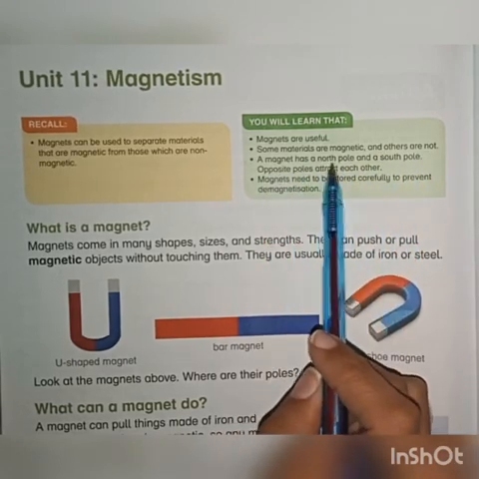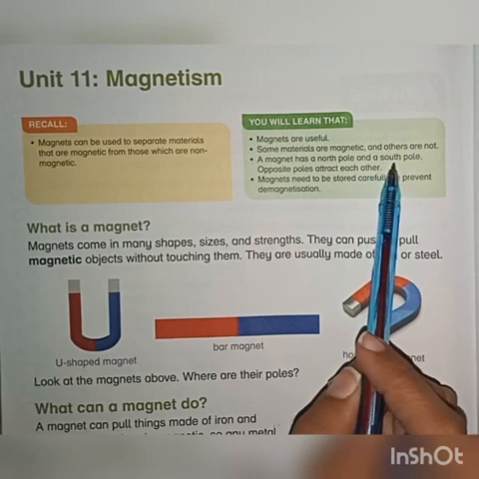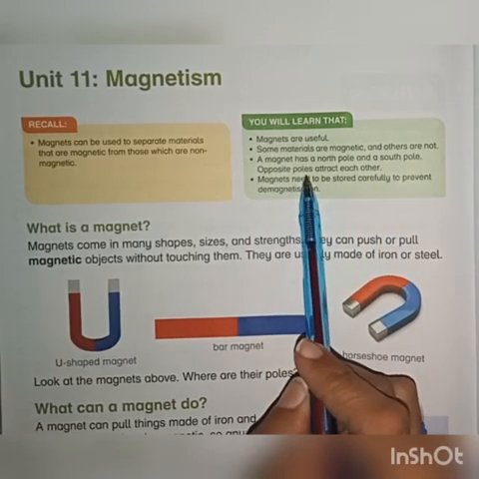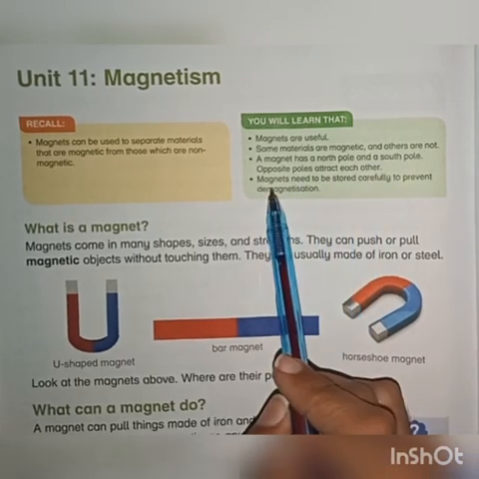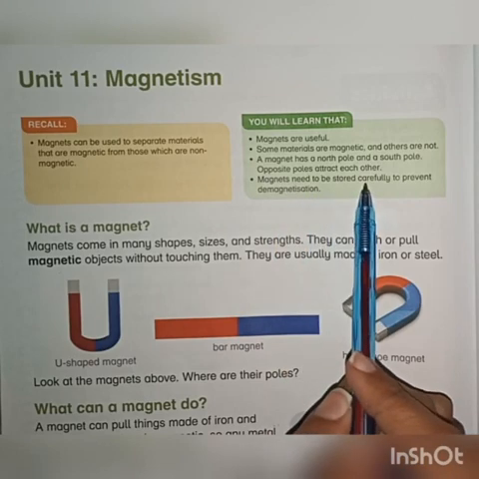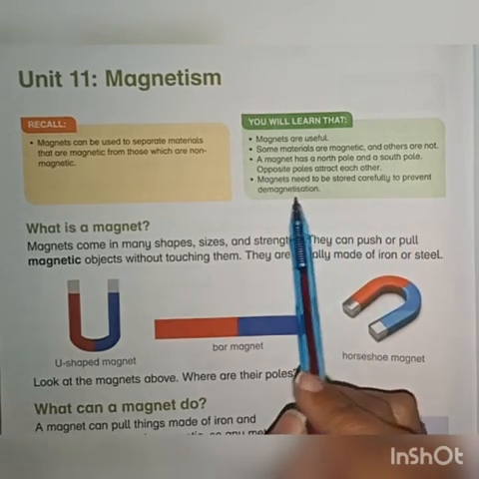A magnet has a north pole and a south pole. Opposite poles attract each other. Magnets need to be stored carefully to prevent demagnetization.